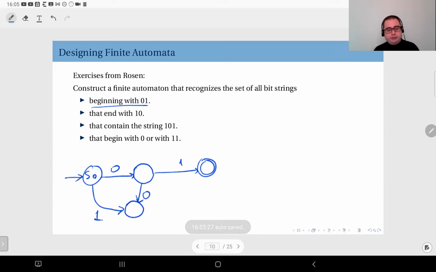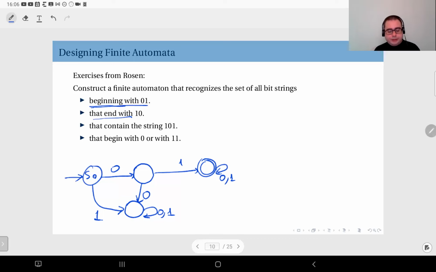And if I reach the non-accepting state, it will not be possible to correct the string, because what I require is the beginning of the string. So I cannot get out of here. 0 and 1 will keep me in this non-accepting state. And the same goes for the accepting state, because if the beginning is correct, I don't care about the rest. So whatever input comes, I stay in the accepting state. So this is the finite automaton that recognizes binary strings beginning with 0, 1.